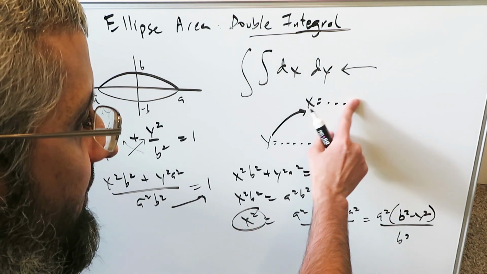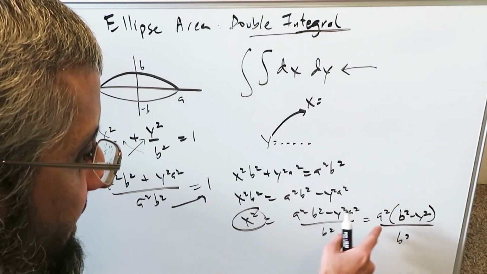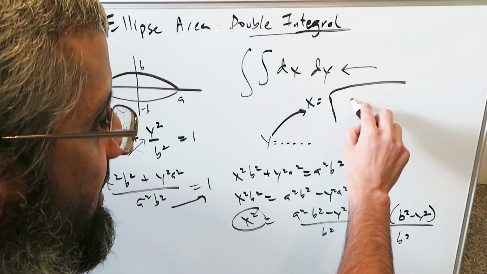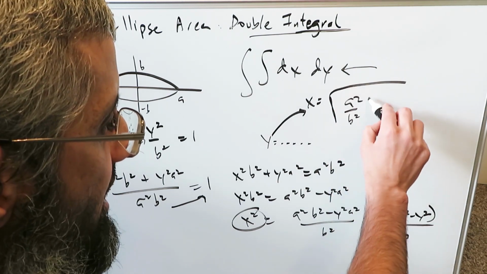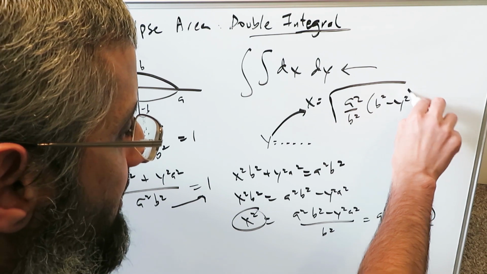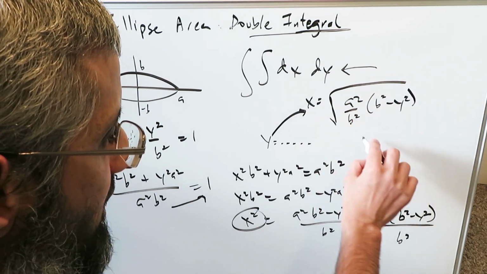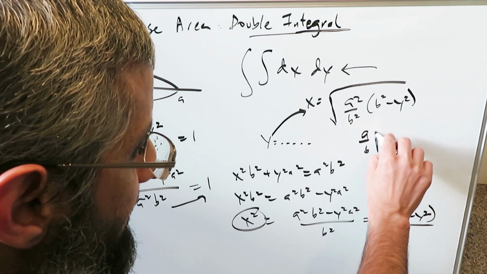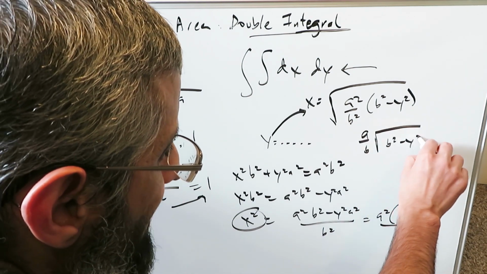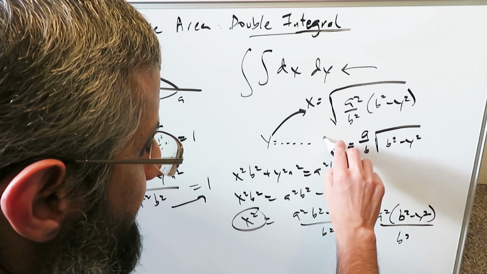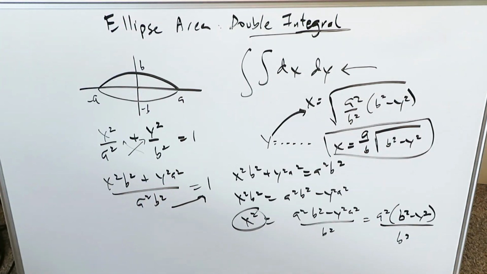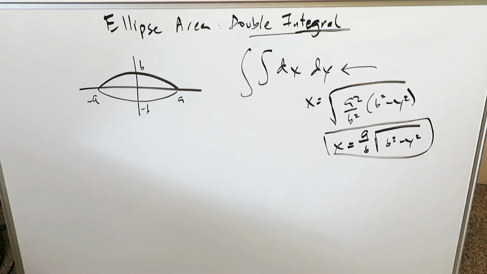When you solve for x, you're pushing the square to the other side, and it becomes a square root. You end up seeing a squared over b squared, and then you have b squared minus y squared. This a squared over b squared is a perfect square, so you can push it out as a over b, and then you have the square root of b squared minus y squared. All of this is equal to x, and now this is what I needed, because eventually I'm integrating with respect to dy.